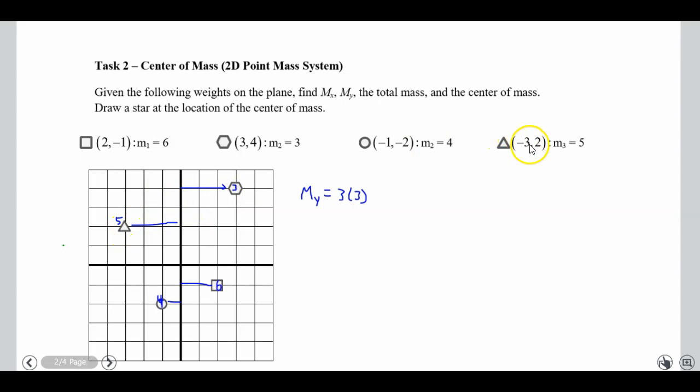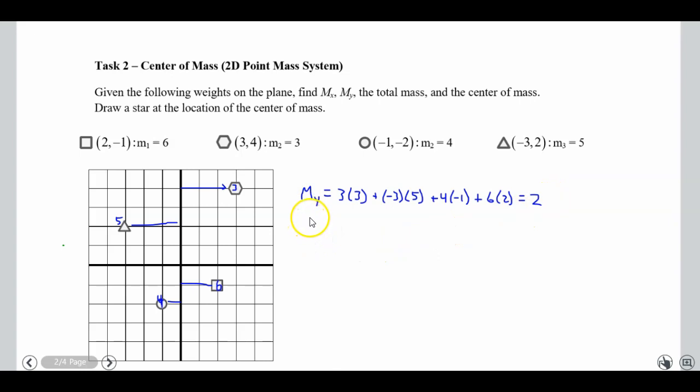For the triangle, that was this -3 times 5. So we'll say plus this -3 times 5. The circle, we got 4 times -1. So 4 times -1. And then the 6, we get a 6 times 2 for that square, so 6 times 2. We'll go ahead and add all those up. I'll do that in a second. So for that total, I get 2.